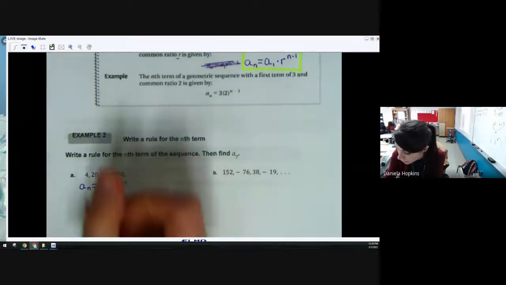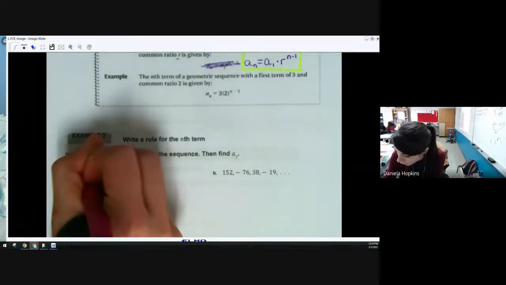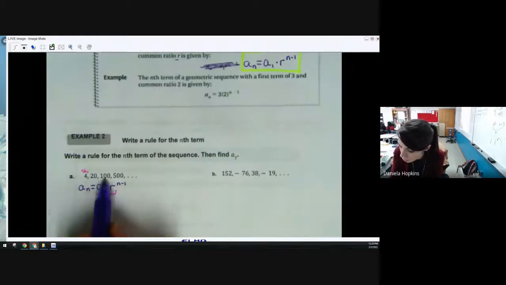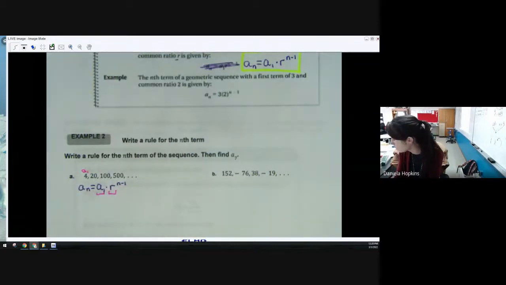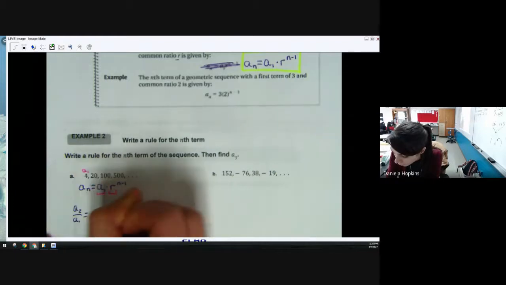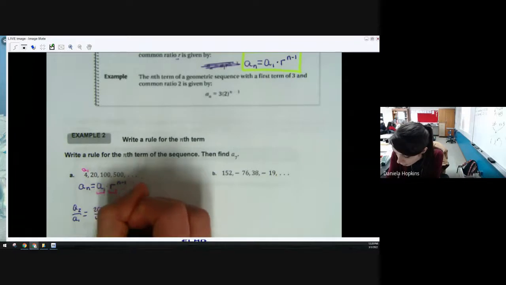And the only thing I'm missing, I have my a sub 1, right? And I'm missing my r. So that's what I have to solve for here. And I can do that by taking any two terms. I don't have to take all of them, but any two should work. So I'll just take my a2 over my a1, which would be 20 over 4, which is 5. So 5 is my r.